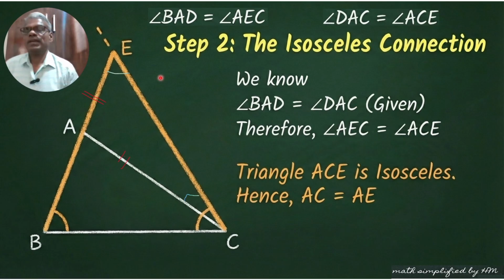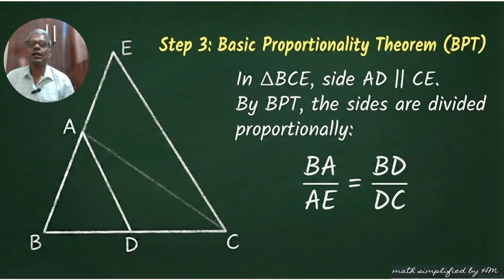Now see in the diagram, angle AEC is equal to angle ACE. Therefore, triangle ACE is an isosceles triangle, and by the isosceles triangle property, the sides opposite to congruent angles are congruent. Therefore, we get segment AC is equal to segment AE.